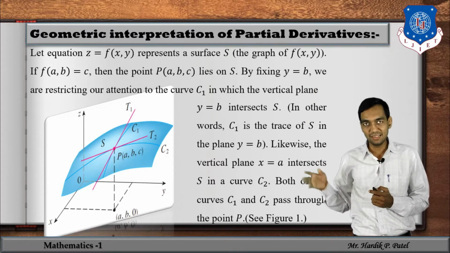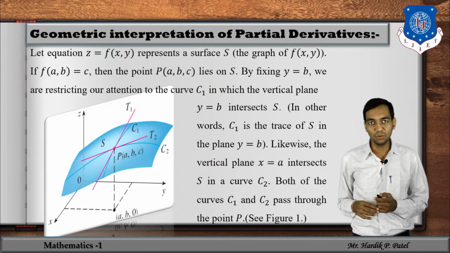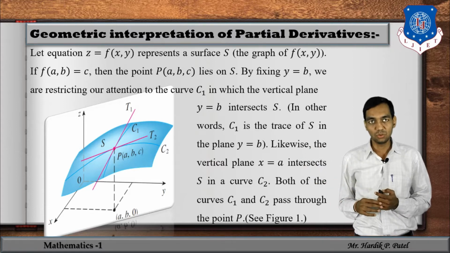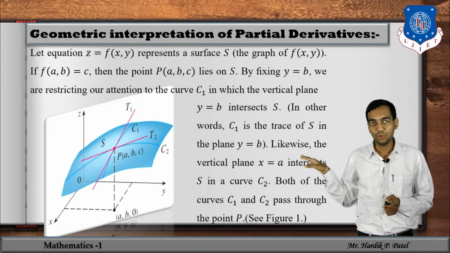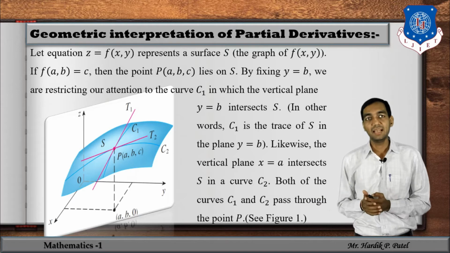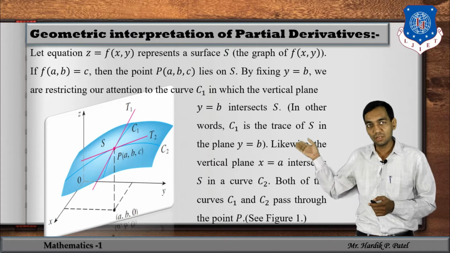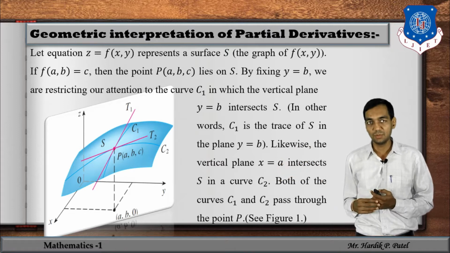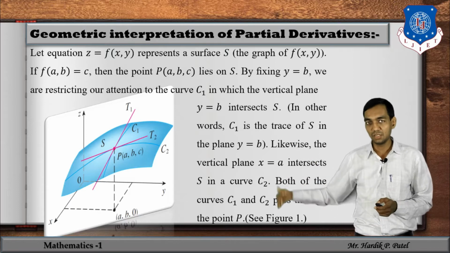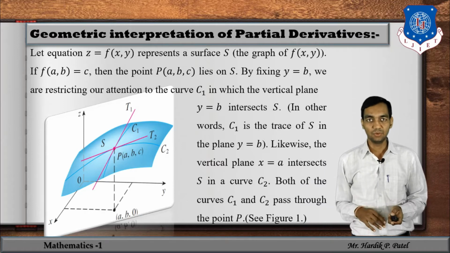So once you have y is equal to b, your function is of the form of some function of x only and y is a constant. So you will have a function like f of x comma b. In the same manner, if we cut the surface by the constant plane x is equal to a, then we have the curve C2, which we have denoted here by C2. That curve C2 lies on the surface S as well as inside the plane x is equal to a.